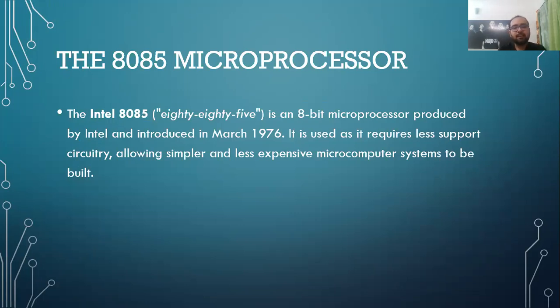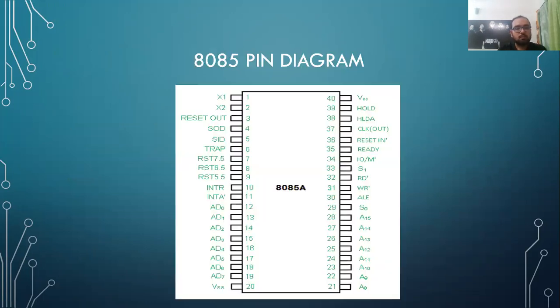So the Intel 8085 is an 8-bit microprocessor, and the best advantage it can give us is that it requires less support circuitry, allowing much simpler and less expensive microcomputer system to be built. Just for a reference, this is the 8085 pin diagram. As you can see, as opposed to the 8080 microprocessor that was built by Intel previously, this has the provision of interrupts provided in it.